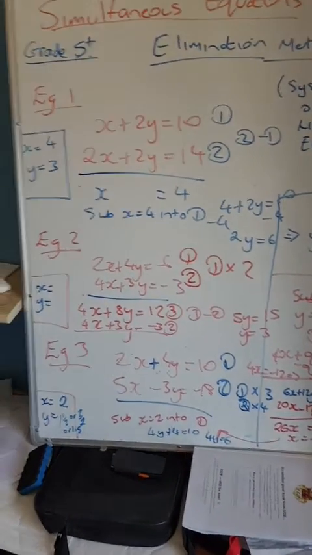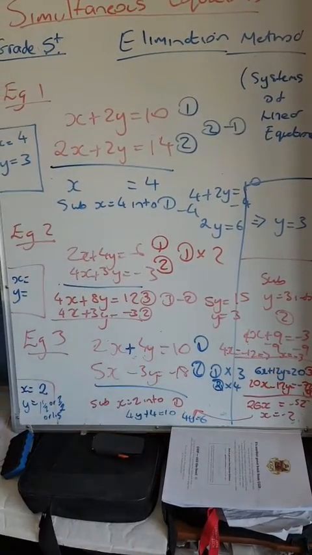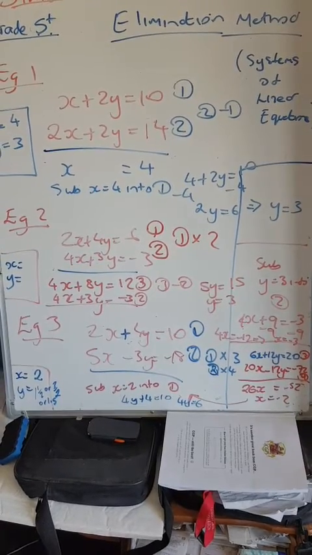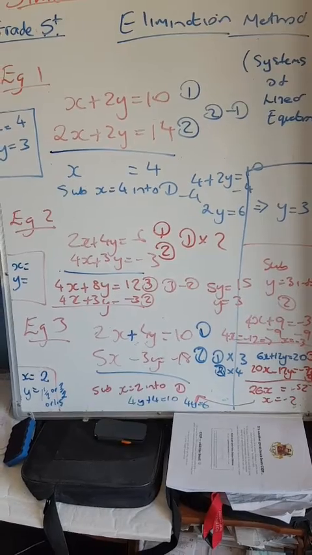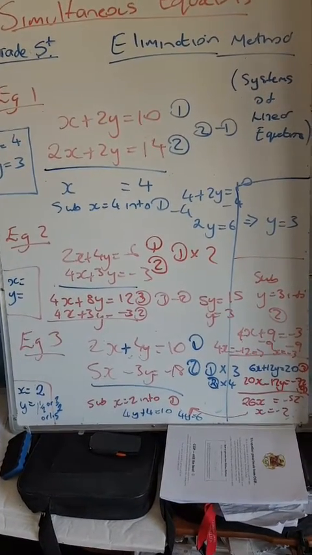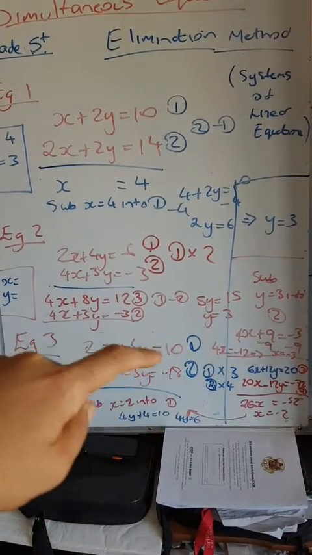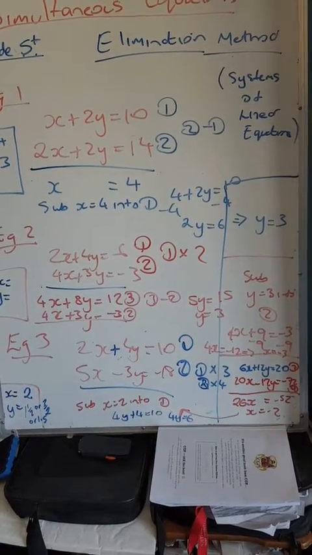So yeah, it's just a mistake. It should be 30 there: 6x plus 12y equals 30, not 20, and that'll actually change our answer completely. So you'll get 6x plus 12y is equal to 30, and 20x minus 12y is equal to minus 72.